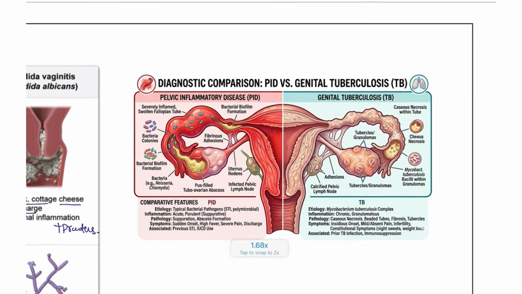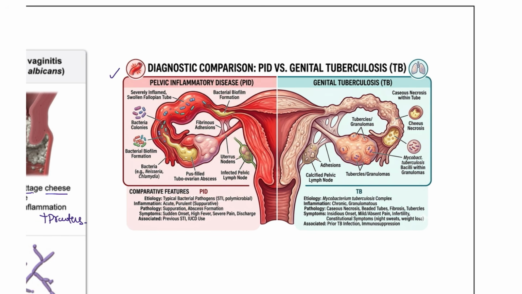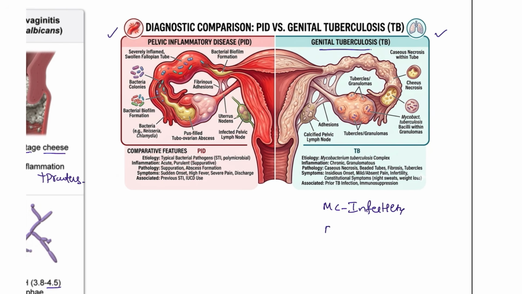The drug of choice is fluconazole. Another two conditions are pelvic inflammatory disease and genital TB. Genital TB is most commonly seen in virgin females, and the most common presentation is infertility. And what is the cause of this infertility? Bilateral cornual block.